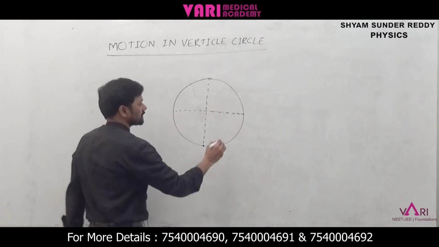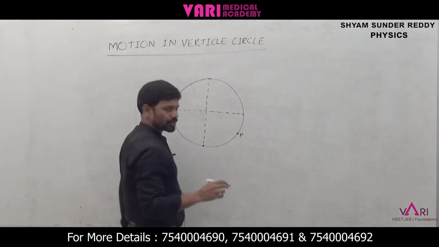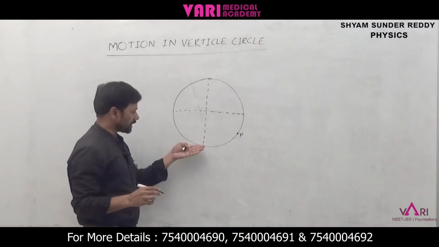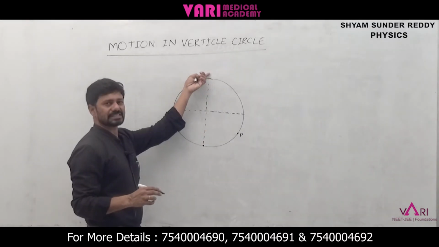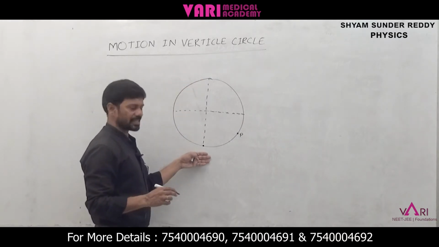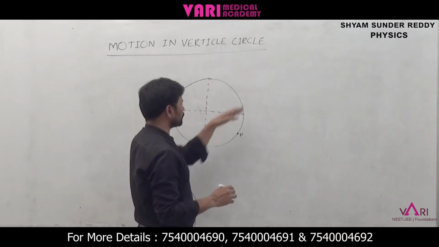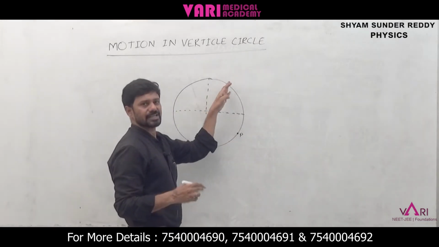Take any one point P in the motion of the circle. Here it is very less, here very high, here very less. It's a minimum velocity here, highest velocity here. In between these two points, the velocity slowly decreases. We can prove it.